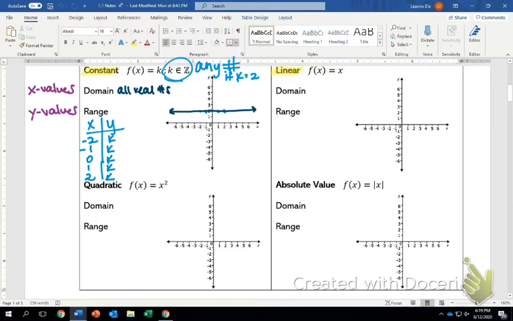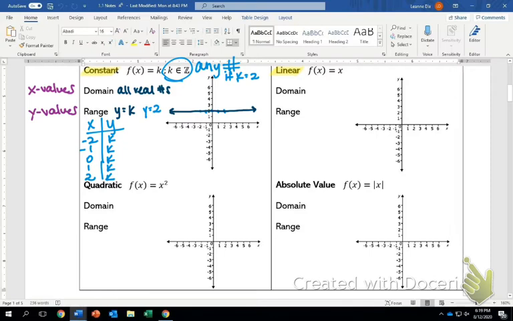Then our range does not change at all, okay? So if we were to do a general form, we could say that our range, or our y values, are always equal to k. In this particular example, though, we would say y equals 2 because that is what our example established.